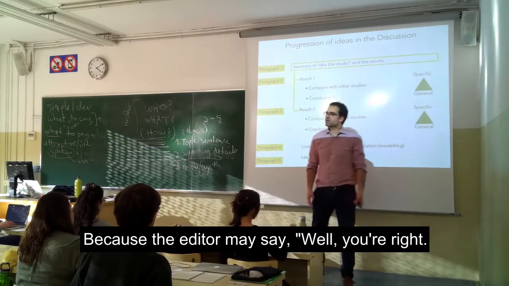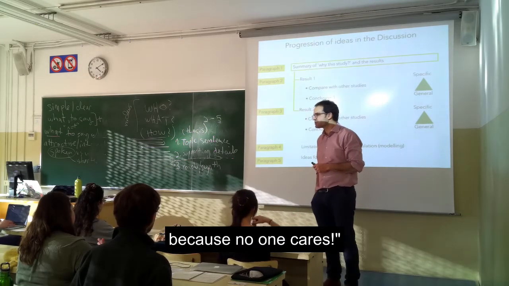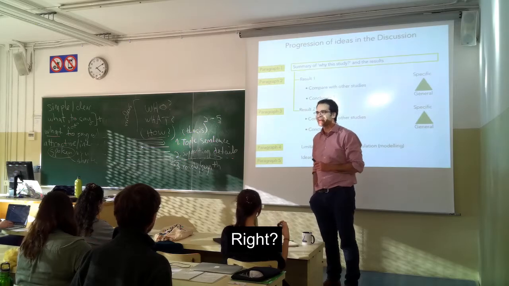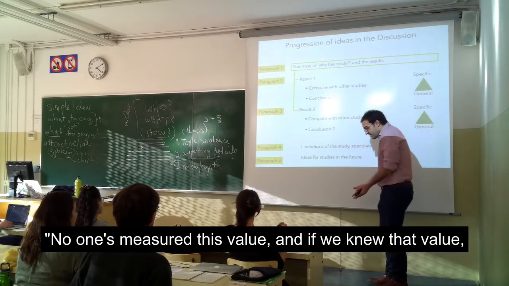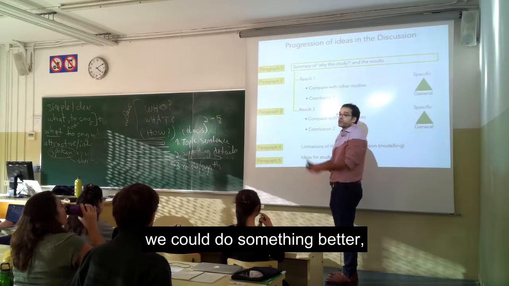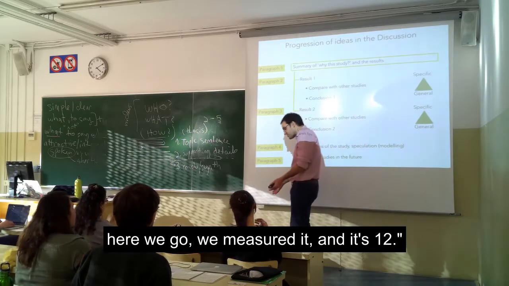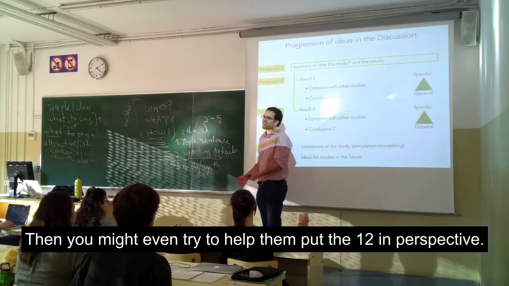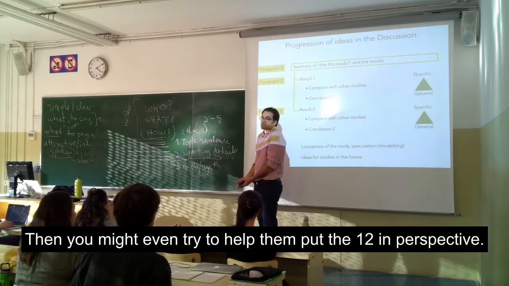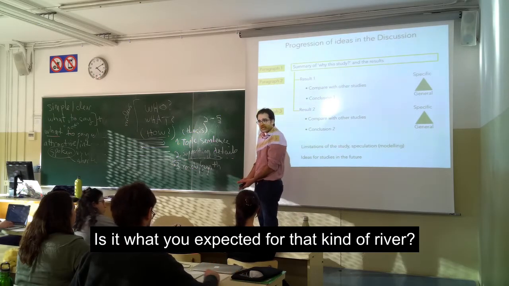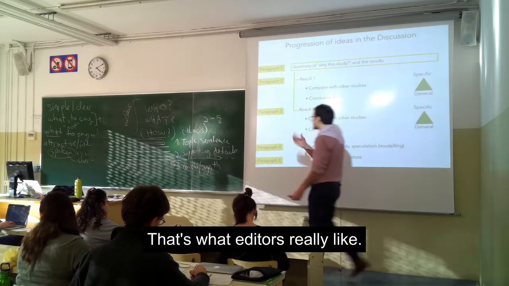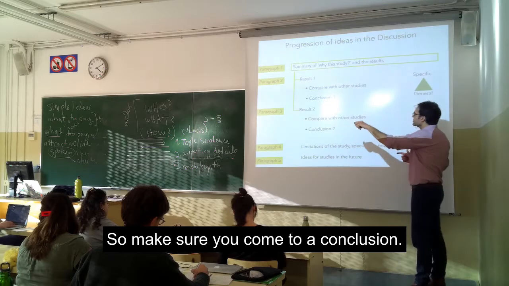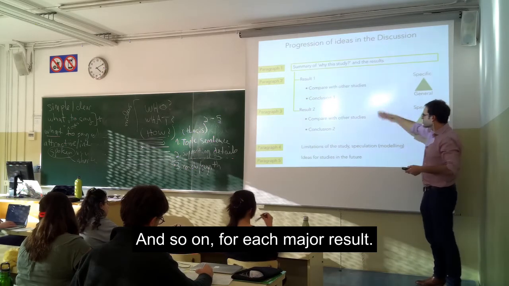Because the editor may say, well, you're right, no one has measured that value because no one cares. Right? So it would be more helpful to say, no one's measured this value, and if we knew that value, we could do something better. Here we go, we measured it, and it's 12. Then you might even try to help them put the 12 in perspective. Is the 12 surprising? Is it what you expected for that kind of river? Something, for you. That's what editors really like. So make sure you come to a conclusion. And so on, for each major result.